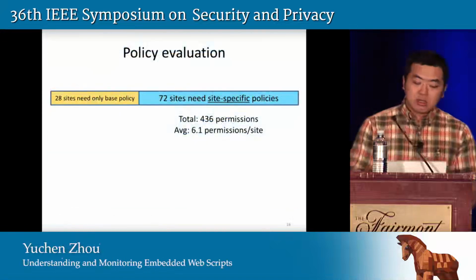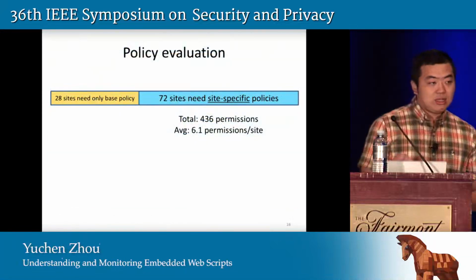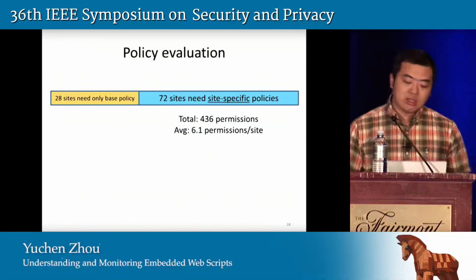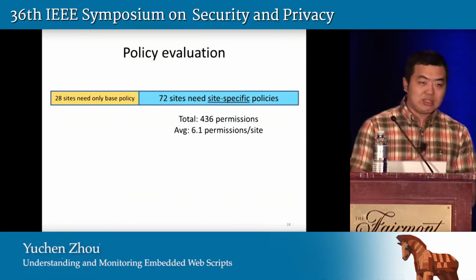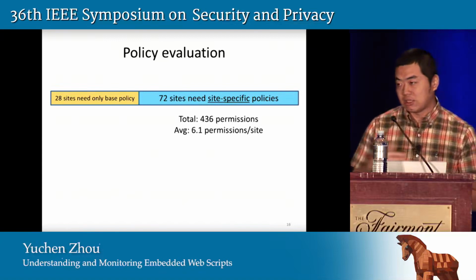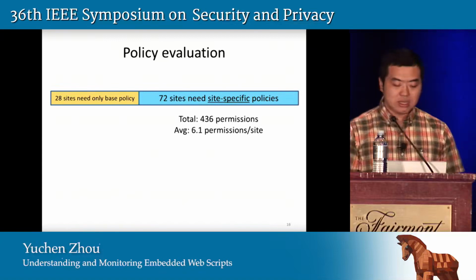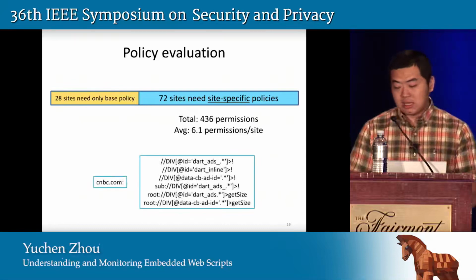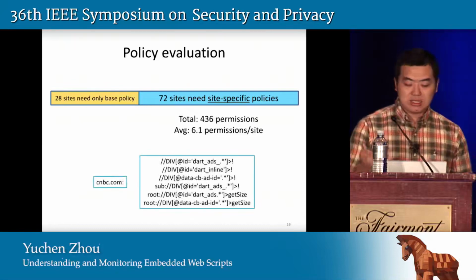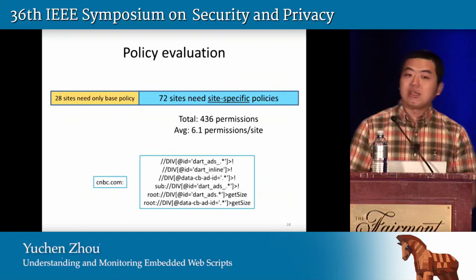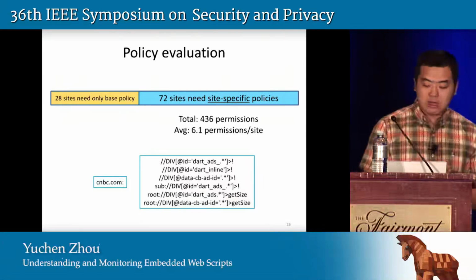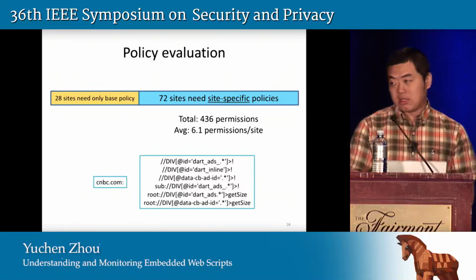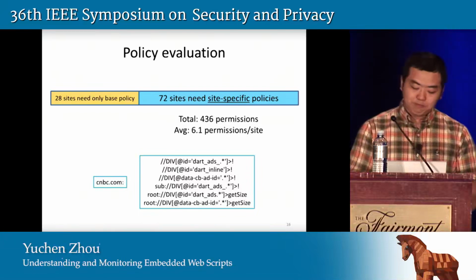But in general, there are 72 sites out of this 100 that require at least one site-specific permission. And the total number of permissions that we added is 436. This averages out to be around 6 permissions per site. So I'll give you an idea. Actually, this is the cnbc.com policy. This is exactly 6 permissions. So basically, the site administrators will need to write these policies when they want to use the Script Inspector system.